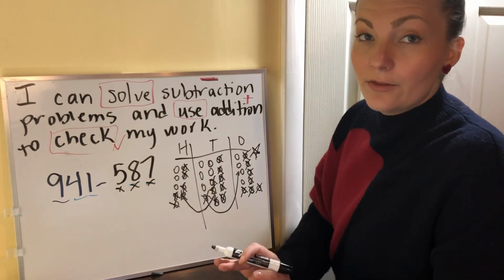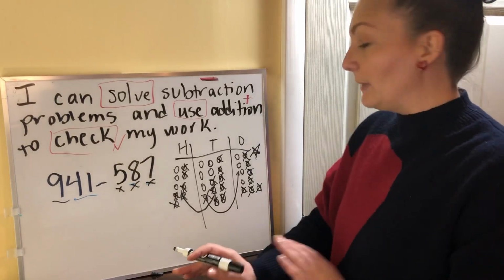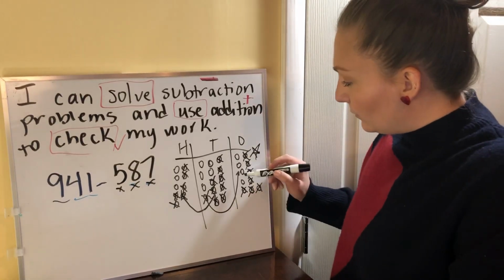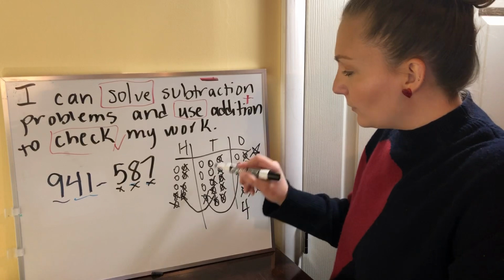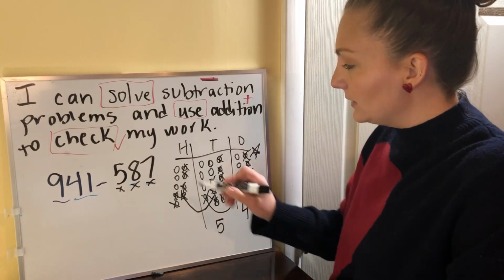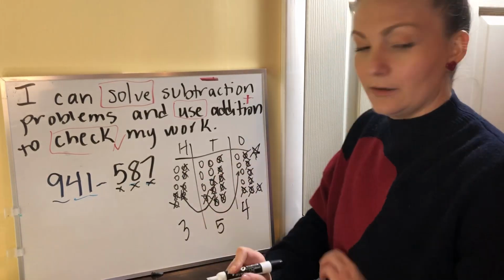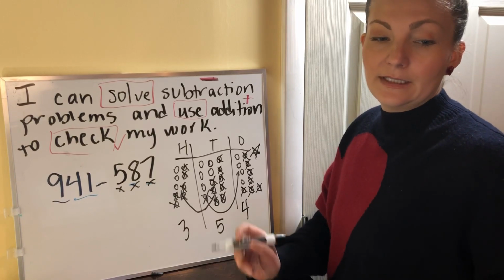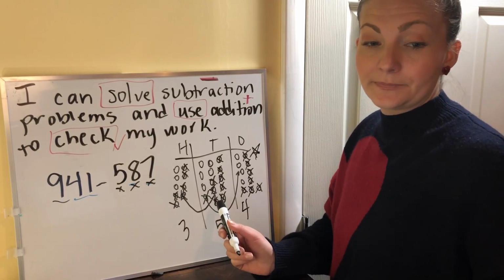Now I've taken away all that I need to, so now it's time to just check my answer. So I have 1, 2, 3, 4 ones, 1, 2, 3, 4, 5 10s, 1, 2, 3 hundreds. Is this the same answer that you got?